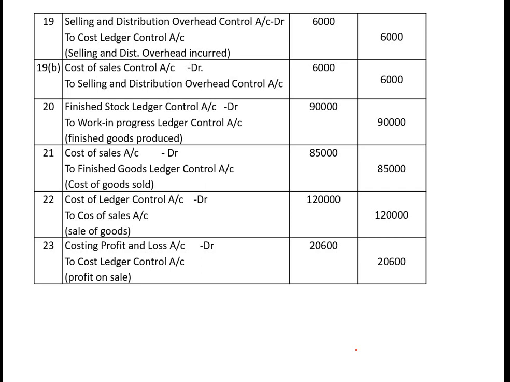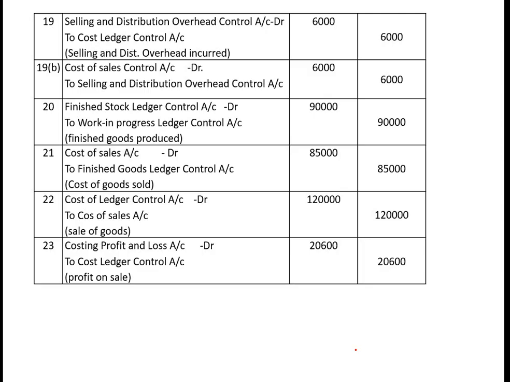The cost of sales account debit to finished goods ledger control account 85,000. Then we have sold these goods, so that's why cost ledger control, because we are not going to charge bank account debit or cash account debit, because no such account is prepared under the non-integrated accounting system. That's why cost ledger control account debit to cost of sales 1,20,000.